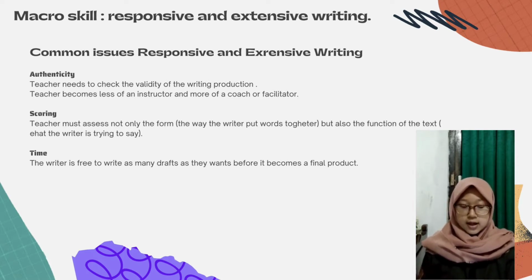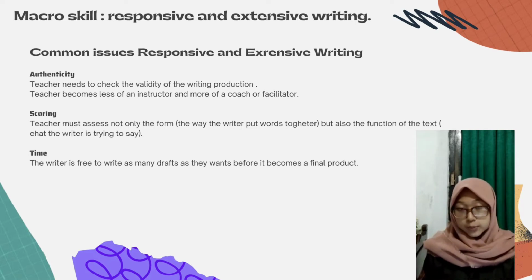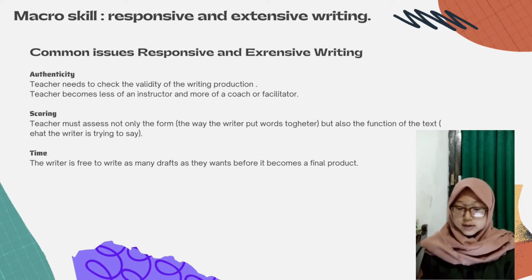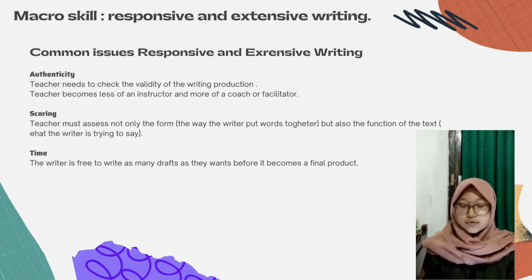Second, scoring. In the scoring, teachers must assess not only the form, the way the writer puts words together, but also the function that the writer is trying to say. And the last is time. The writer is free to write as many drafts as they want before it becomes a final product.